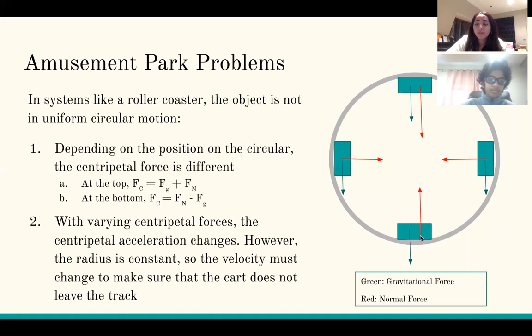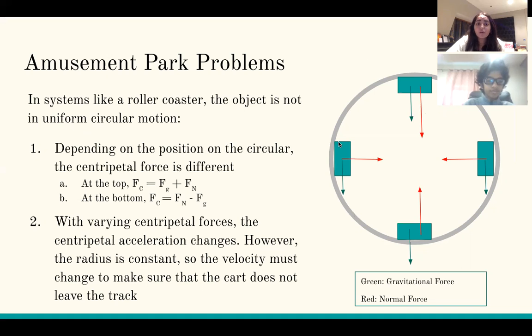If you look at the bottom, in all of these situations, gravity is pointing downwards. That's because that's the only direction gravity will point in. However, a normal force will be perpendicular to the platform that it is on. So at the bottom, it's pointing up, and at the top, it's pointing down. Because of these varying centripetal forces, at the top, the centripetal force is gravity plus the normal force, while at the bottom, the centripetal force is the normal force minus the gravitational force, and therefore it is different. But the radius is constant.